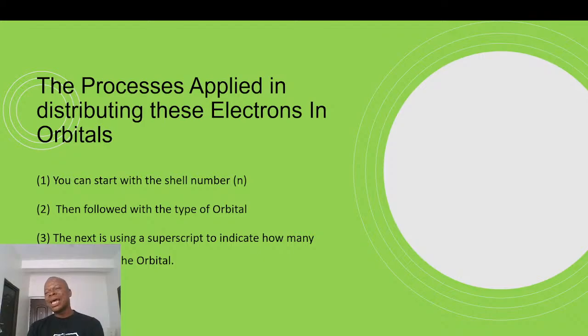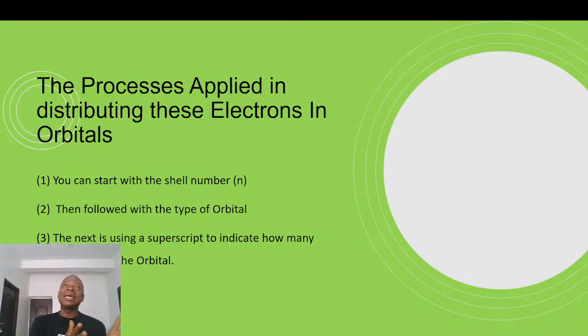Then the next step is that you now use a superscript to indicate how many electrons are in that orbital, like 1s2 or 1s1, 2s2, 2p, and so on. So you use that superscript to indicate that, to show it.